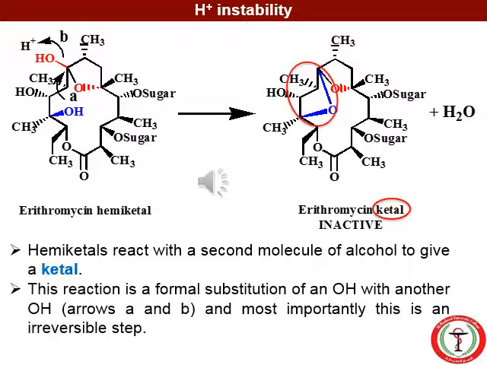Now we'll talk about the formation of ketals, and if the hemiketal produced in the previous slide, which is shown now on the left here, reacts with the second alcohol group in blue, then the ketal will be formed on the right of this slide, and this is an irreversible reaction and the drug becomes totally inactive, so the gastro-resistant drug or the coated form of the drug must be given or administered.